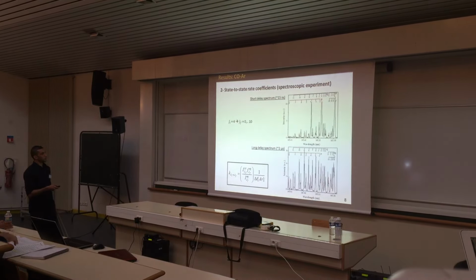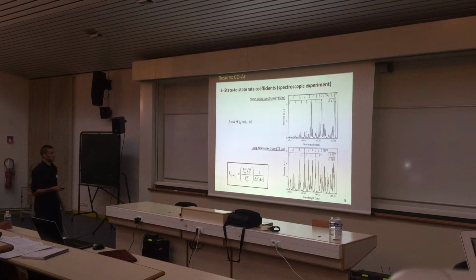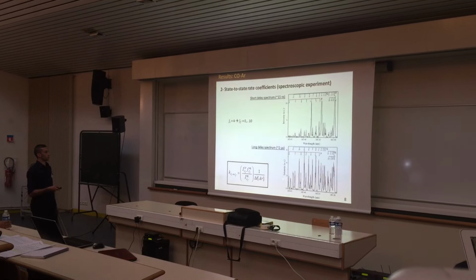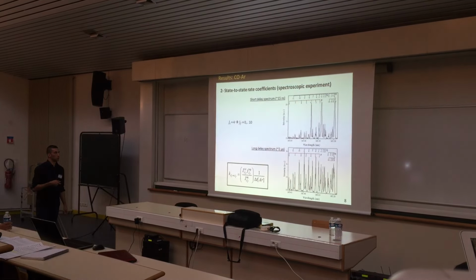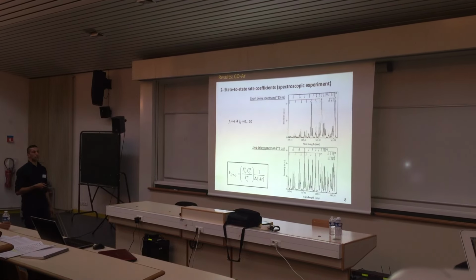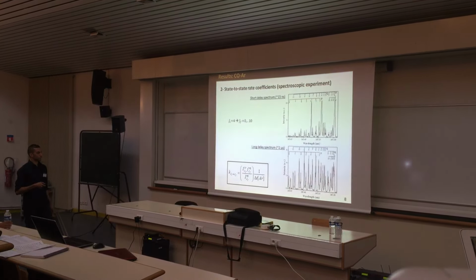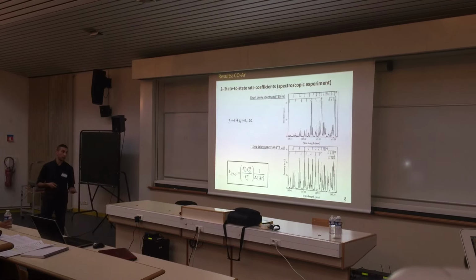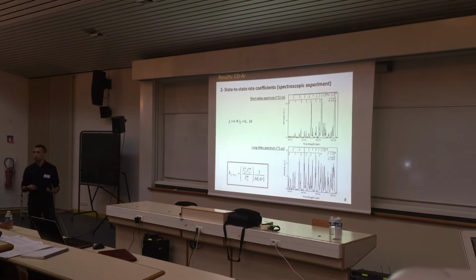After typically 1 or 2 microseconds, rotational equilibrium is reached, and the intensities of the peaks, which correspond to the final rotational states, will increase, forming a Boltzmann distribution. To measure rotational state-to-state rate coefficients, we divide the population of CO at short time delay by the population of CO at long time delay, taking into account the time delay and the concentration of the collision partner.